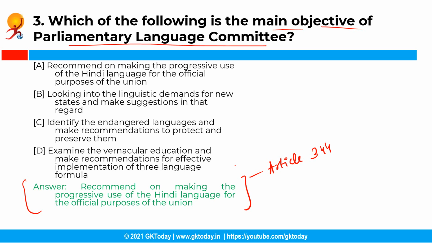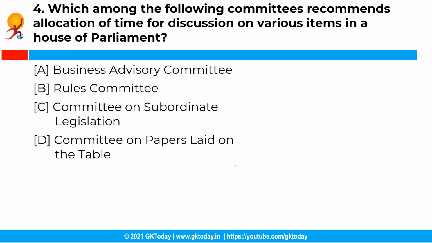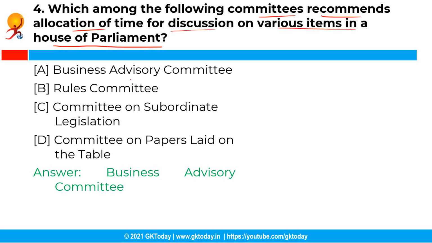Now the next question is, which among the following committee recommends allocation of the time for discussion on various items in the House of Parliament? So you have the following options and the correct answer is option A, that is Business Advisory Committee. So each house has its own Business Advisory Committee. See, Business Advisory Committee of Lok Sabha consists of 15 members including the Speaker, who is the ex officio chairman, and the members are nominated by the Speaker.